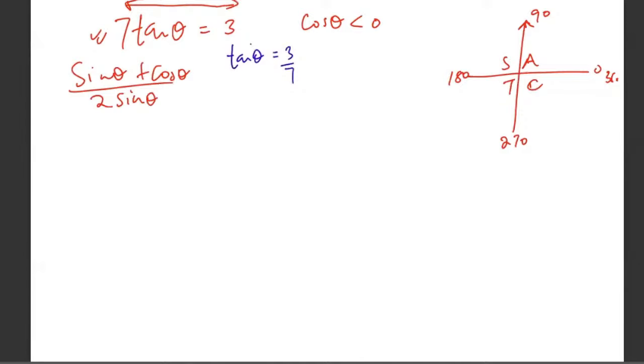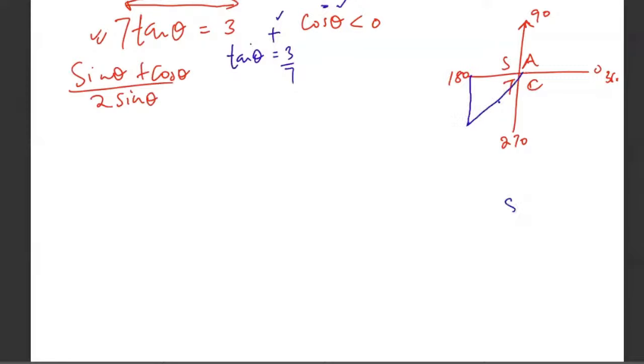So what we can see is that the tan is positive, but the cos is less than 0, which means the cos is negative. So in which quadrant do we find tan to be positive, but the cos is negative? It can only be quadrant number 3. So if that is true, then draw your triangle with reference to the x-axis.